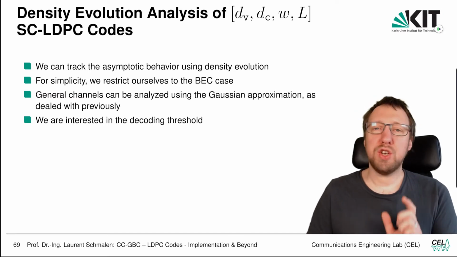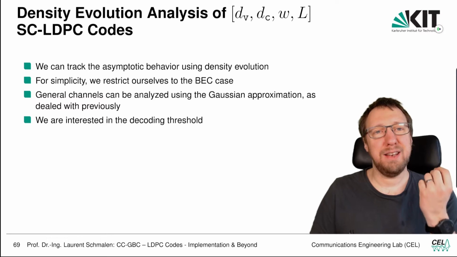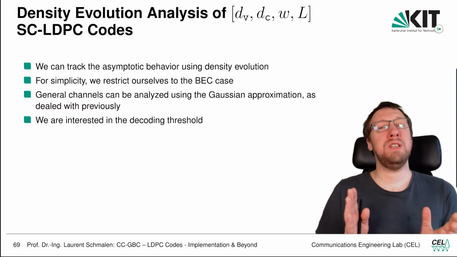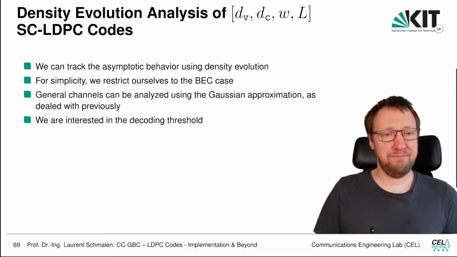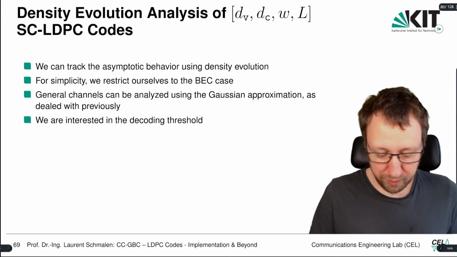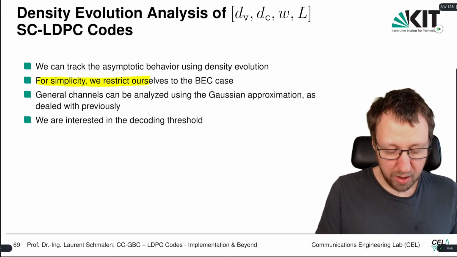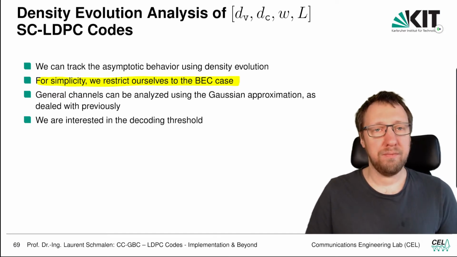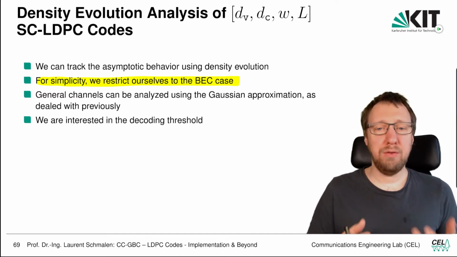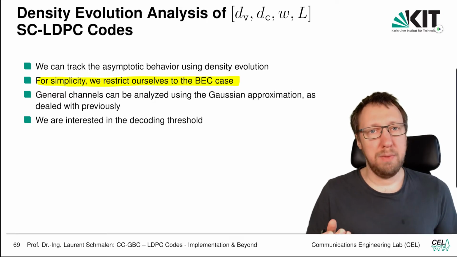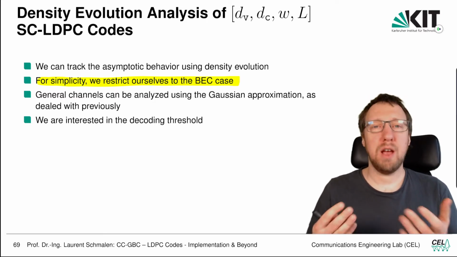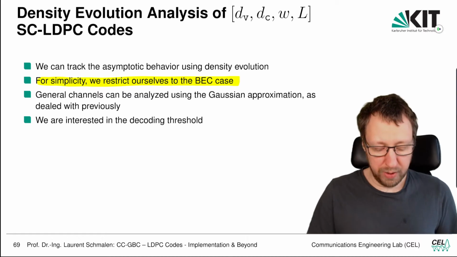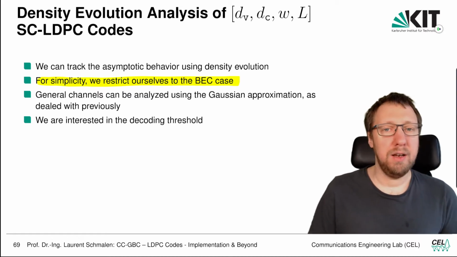But we need to make sure that we have a multi-edge type ensemble, so each spatial position may behave differently. So for simplicity, we first restrict ourselves to the binary erasure channel. We can analyze general channels using the Gaussian approximation. The extension is kind of straightforward, but we'll not do it here. So what we are interested in is, again, the decoding threshold.